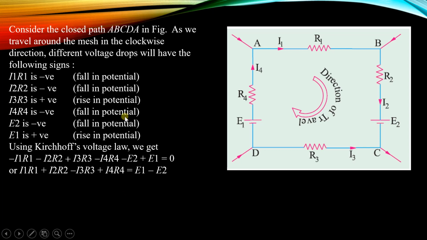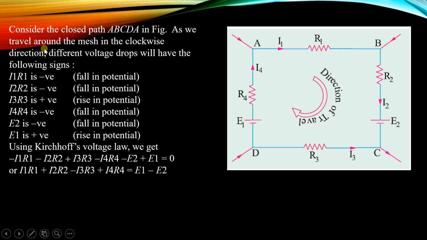We are taking one example of a closed loop path. We have a circuit A, B, C, D and A, taken in the clockwise direction, and we have the resistances R1, R2, R3 and R4, and currents I1, I2, I3 and I4 flowing in each branch, and we have two voltage sources E1 and E2. Consider the closed path A, B, C, D, A as shown in this figure.